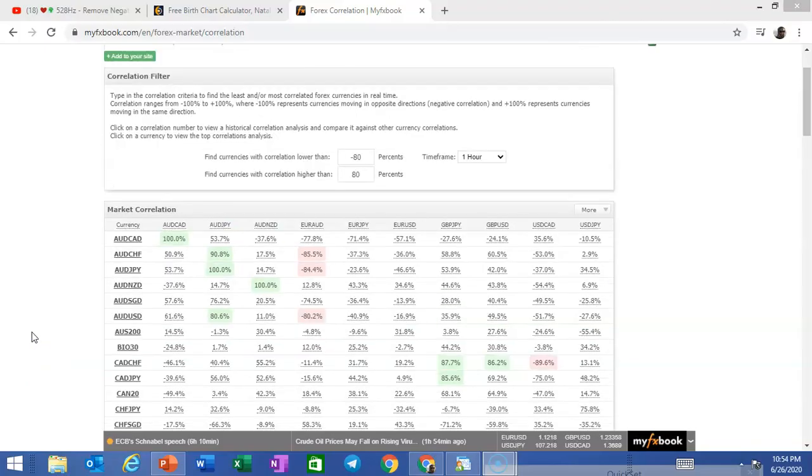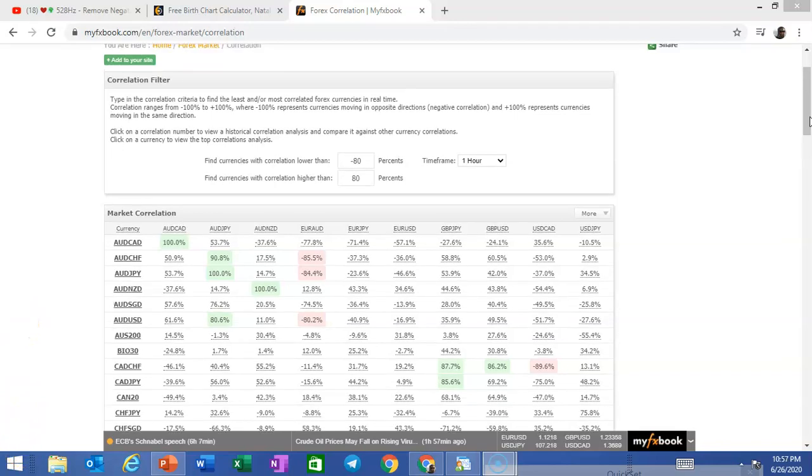So a cool tool that you can use to determine which Forex pairs are correlated is found on myfxbook.com. They have a Forex calculator that does all the work for you. So this is how you use the website. Pairs that have a strong positive correlation, meaning they move together, have a percentage closer to 100.